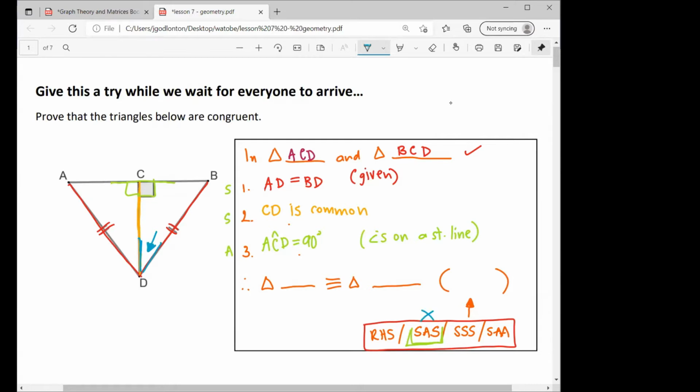Now we have to go back to the drawing board and see what else it could be. Could it be side, side, side? No, because I have an angle. So it can't be that one. Could it be side, angle, angle? No, because I only have one angle. So let's see, could it be right angle hypotenuse side? I have a right angle. Good. I have a hypotenuse. Remember, that's the side opposite the right angle. Good. And I have one other side. Good. And that tells us our reason. So then we can say, therefore, triangle ACD is congruent to triangle BCD because of right angle hypotenuse side.